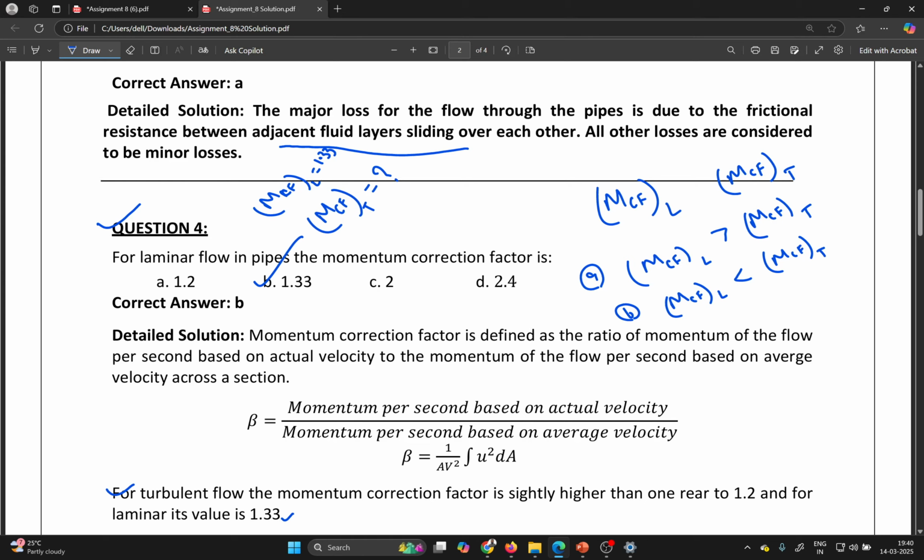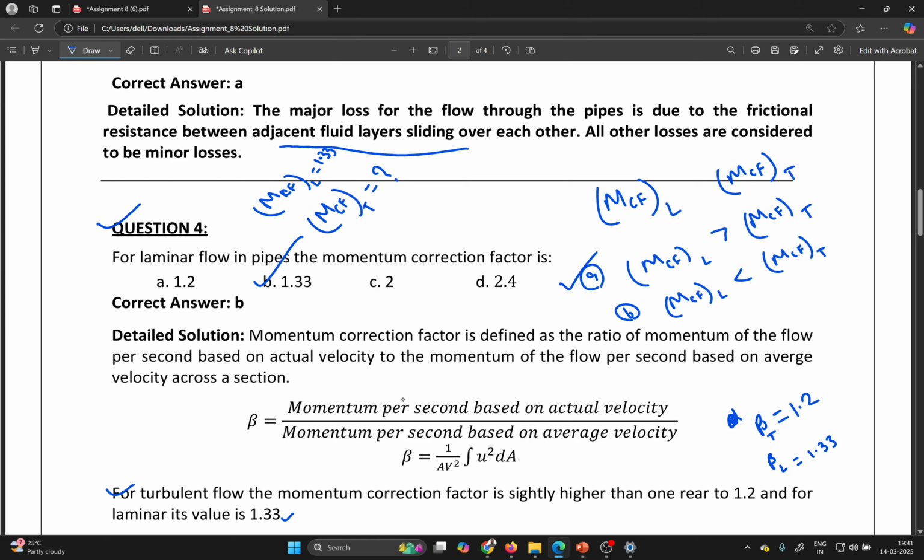So if you see here, the momentum correction factor is slightly higher than 1 means what? If I write beta here, the beta value will be 1.2 for turbulent, and beta value for laminar is 1.33, means option A will be correct. The momentum correction factor in case of laminar will be more compared to this. Why? I want to tell you.